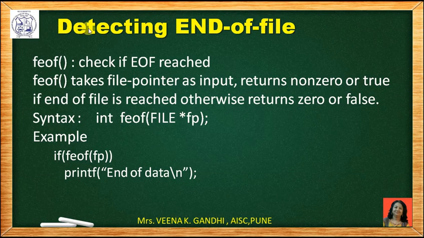The next topic is detecting the end of file. The feof function is used to check whether the end of file is reached or not. This feof function takes the file pointer as input and returns a non-zero or true value if the end of file is reached. Otherwise it returns 0 or false. Syntax: feof accepts the file pointer, FILE star fp, and returns a non-zero or 0 value. So for example, if feof(fp) is true, meaning a non-zero value is returned, then printf end of file is reached or end of data is reached.